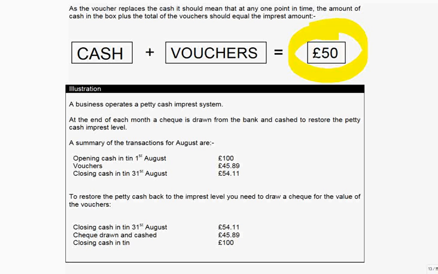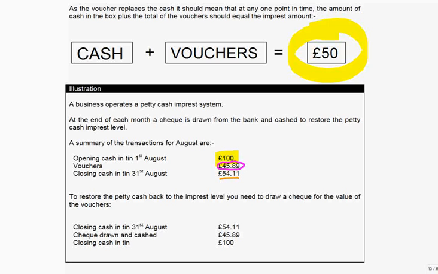So a summary of transactions for August. Opening cash in the tin is £100. So that's likely to be this business's imprest amount. Right, going through the month then, they have taken some of that money out and they have replaced it with vouchers. And those vouchers add up to £45.89. So therefore, they've only got £54.11 in cash left at the end of the period.